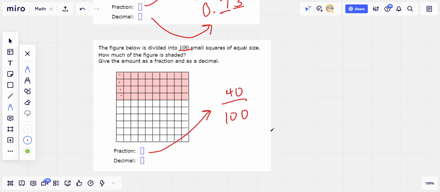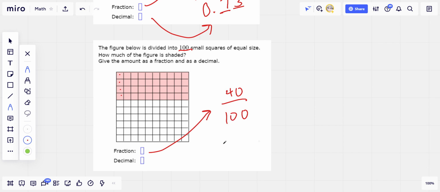The thing about fractions is that there's more than one way to write a fraction for a particular number, and there's one form that's simplest, and sometimes they'll tell you to simplify. But here, they're not telling you to do that. So we can just leave it as 40 over 100.